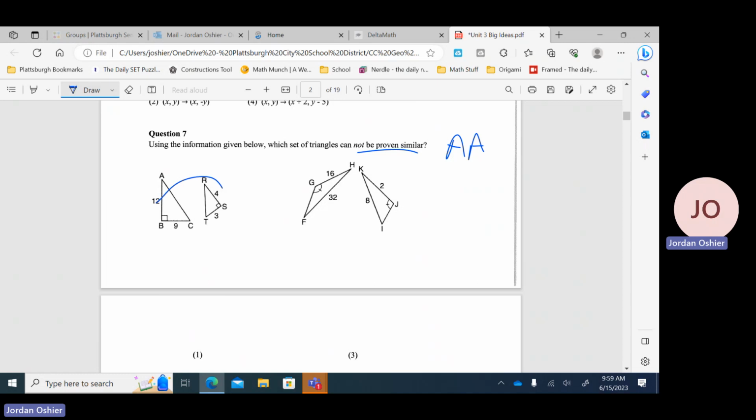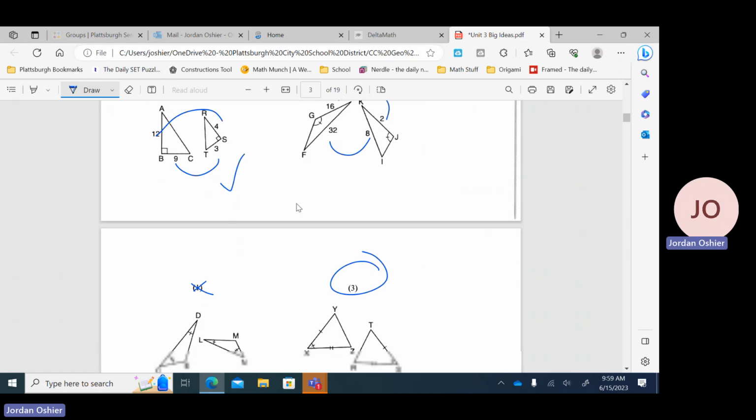12 divided by 3 is 4. 9 divided by 3 is 3. That one means it is proportional. 16 divided by 8 is 2. 32 divided by 8 is not 8. So that's why it's choice 3, because it is not proportional. There was not a scale factor that created the image.